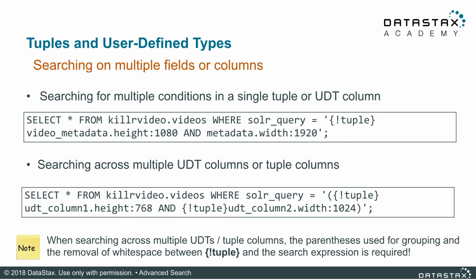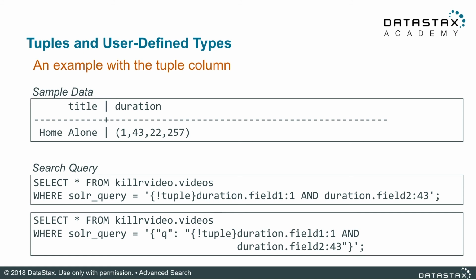Note that there are some syntax requirements to get this to work though, which includes using parentheses to group the search conditions together, to add a tuple parser for each separate column, and to avoid white space between the tuple parser and the search expression. This final example demonstrates searching within a tuple column. Both search queries are the same, but the first one is shown as a basic search query, and the second as a JSON search query.